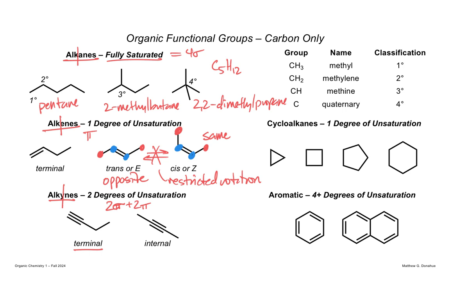So cycloalkanes now have a ring. The ring is a degree of unsaturation because you have 2 less hydrogens than the alkane. So the cyclo part is referring to a degree of unsaturation. You can have 3-membered rings, 4-membered, 5, 6, 7, 8, 9, 10. It can basically be any size.